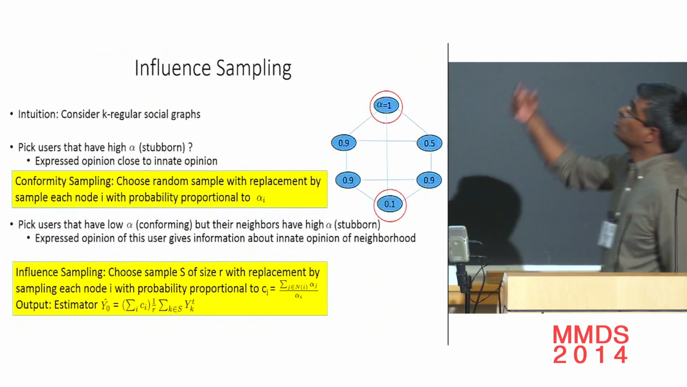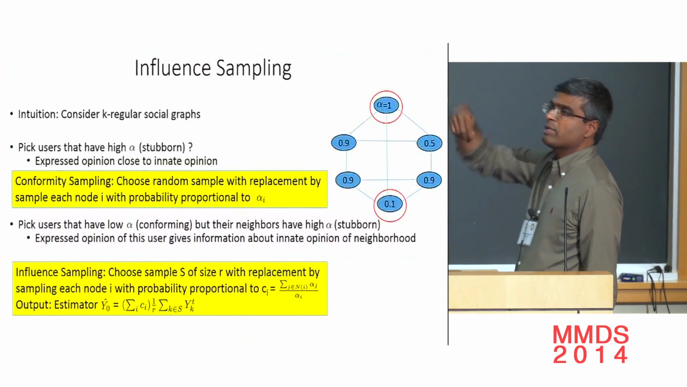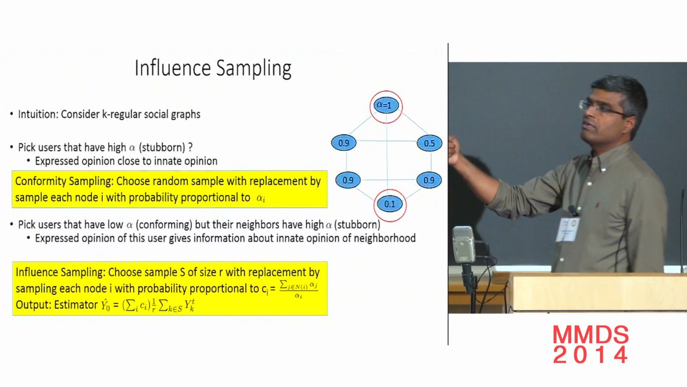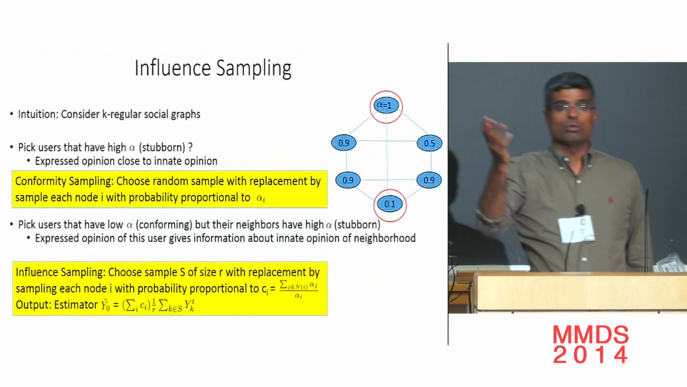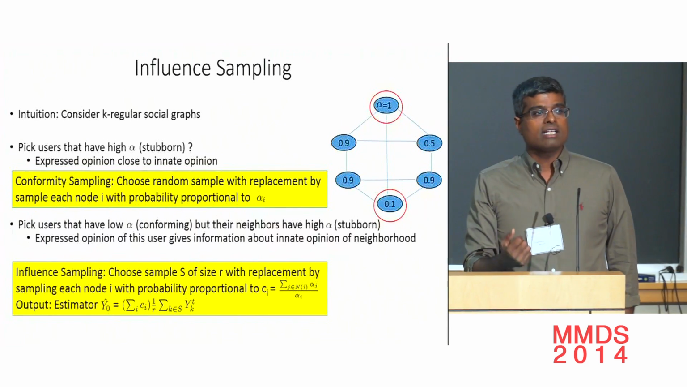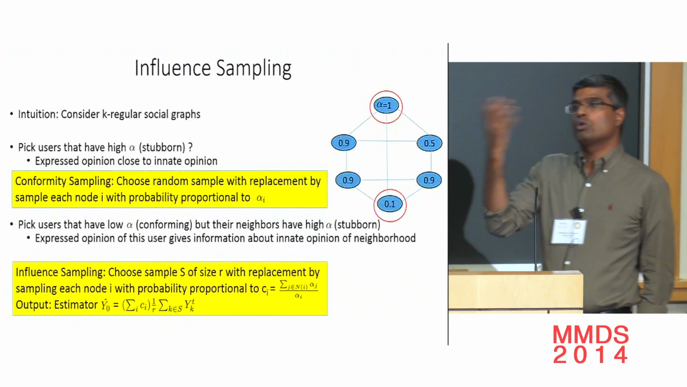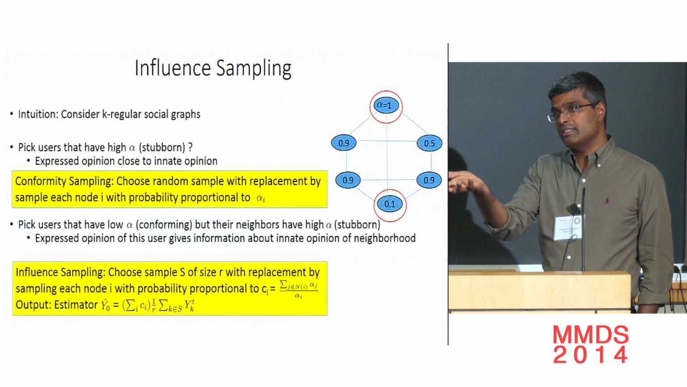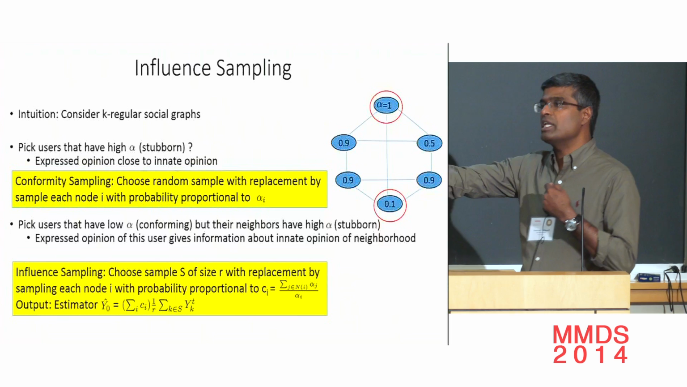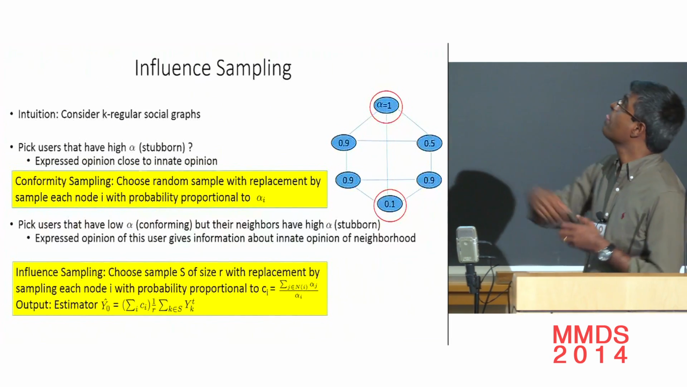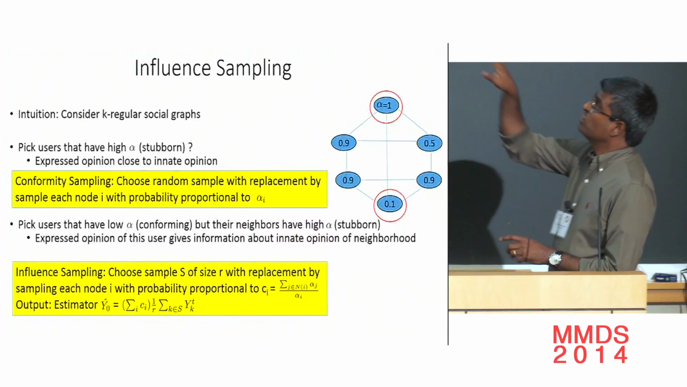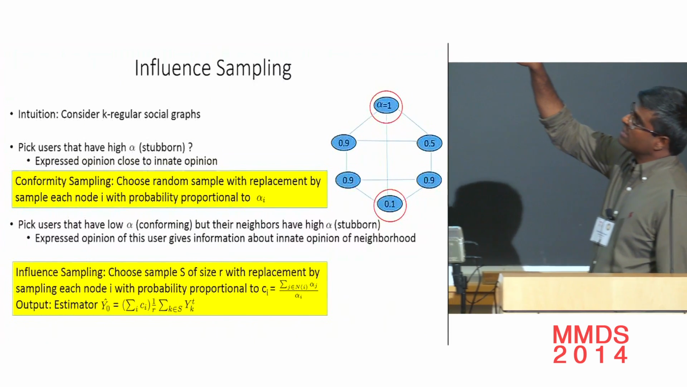So what we call conformity sampling, proportional to the alpha, is where I would go pick some k stubborn nodes in the network. But the problem with this again is that I'm not going to pick all the stubborn nodes. I'm only going to pick k stubborn nodes, and since they are stubborn, they're not going to get the values of the other stubborn players or agents in the network. So there is a drawback with conformity sampling also.